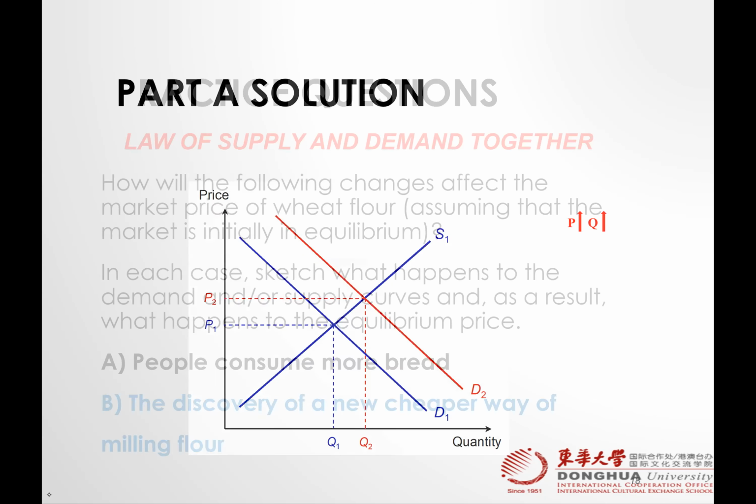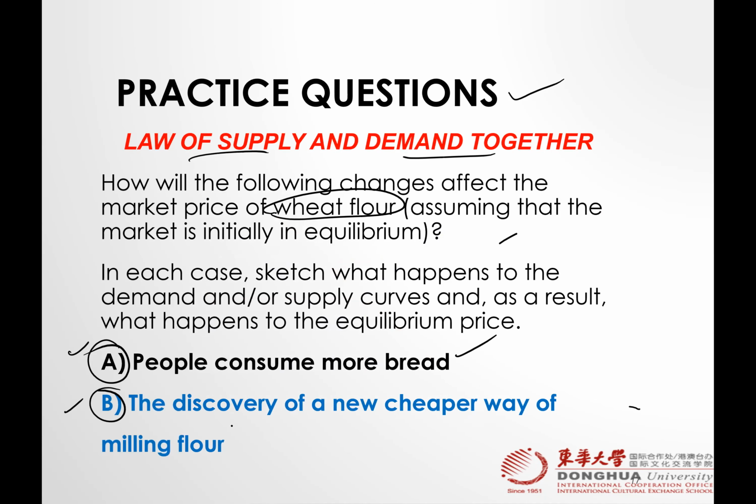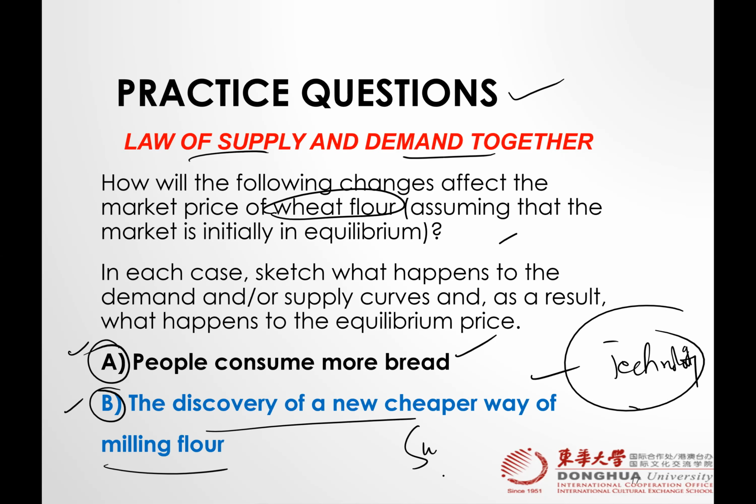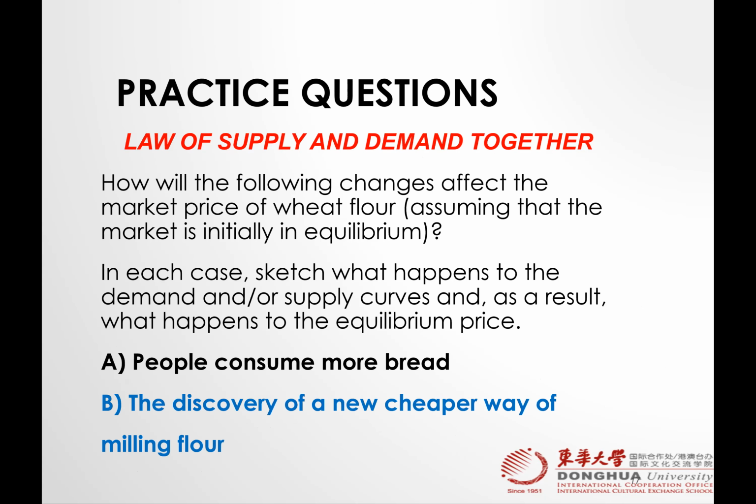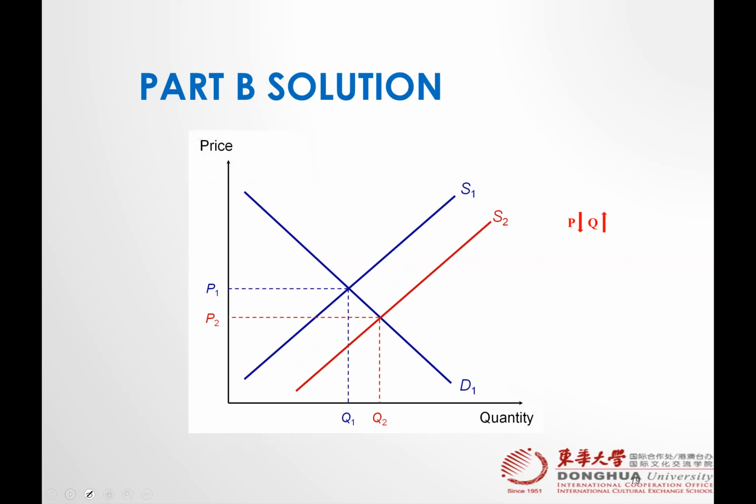No. Okay. Now the second one is the discovery of a new cheaper way of milling flour. So is this a case of demand or supply? Does the consumer have anything to do with this new discovery of milling cheaper flour? No, this is a case of technology. And technology will mostly help suppliers or producers or sellers, right? So this is a case of supply. It means supply shifts to the right.